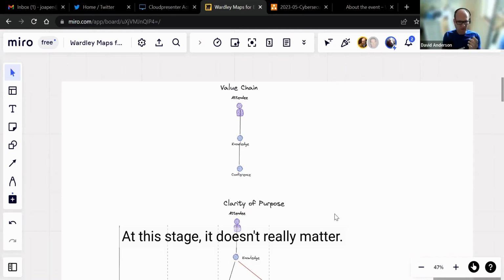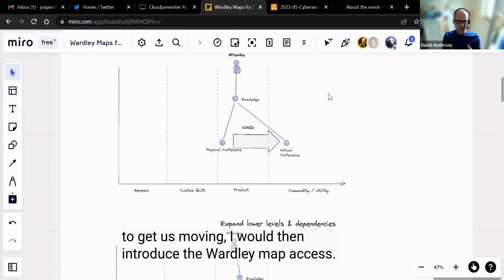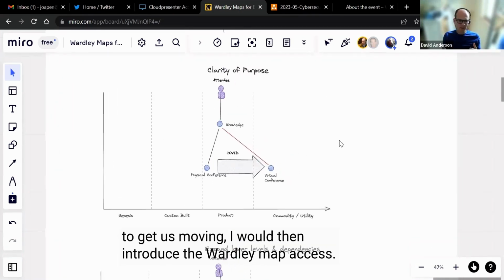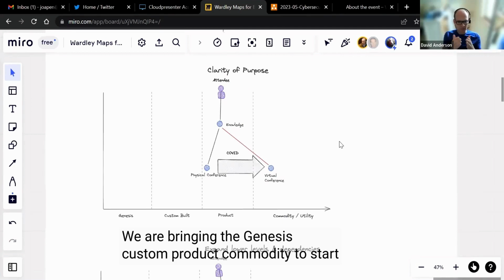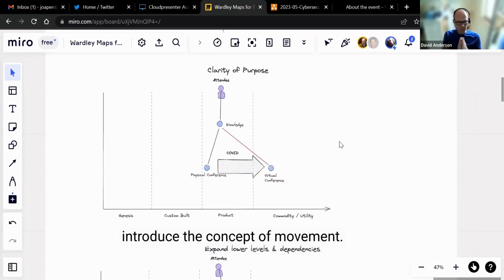At this stage, it doesn't really matter. So I would do something super simple just to start off the conversation to get us moving. I would then introduce the Wardley map axis. We are bringing the Genesis, custom, product and commodity to start thinking, let's just put these more or less in the center and maybe introduce the concept of movement.